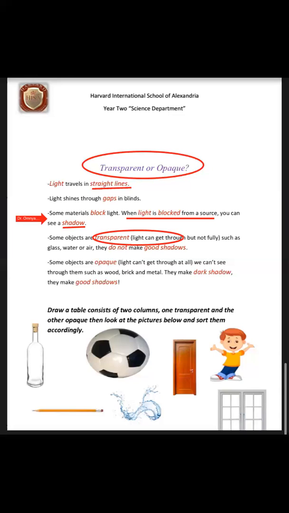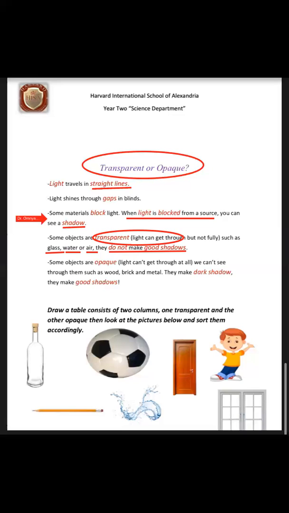Like, as we said, the blinds. Most of our houses have blinds, and most of them are transparent. Light can come in, but not fully. Such as glass. Light can come through glass, water, air, but they do not make good shadows because light can come through them. You cannot make a good shadow if light can come through.